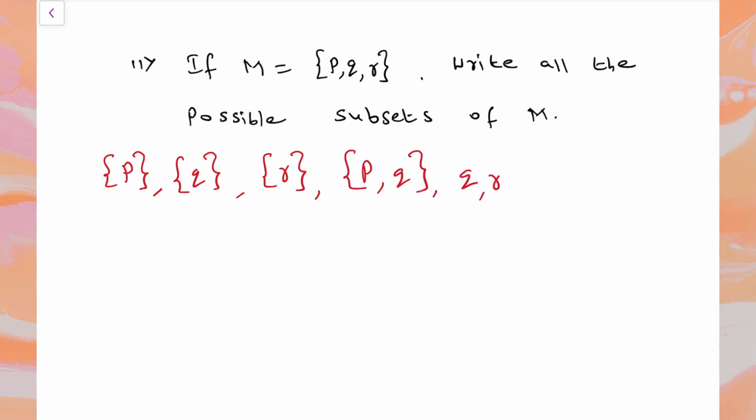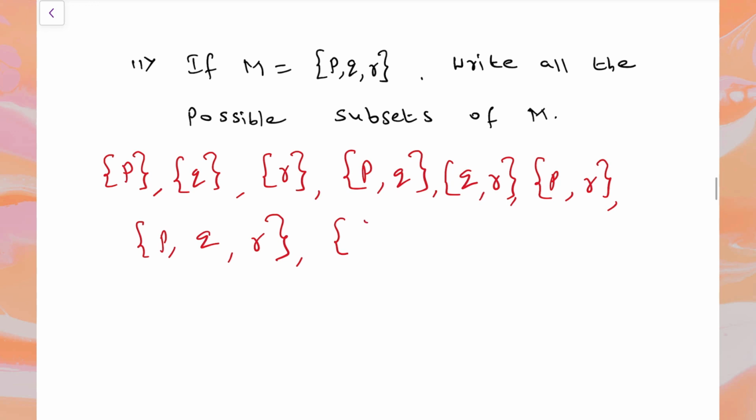Then QR. Then PR. Two elements completed. Then coming to the three elements together, PQR. After writing all this, then just write one empty set also. So these are the total subsets of the given set.